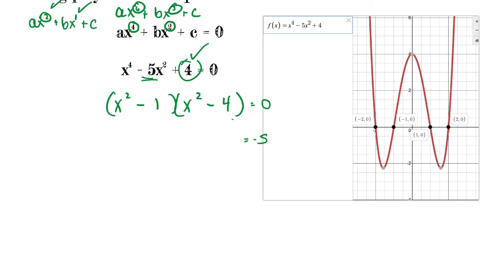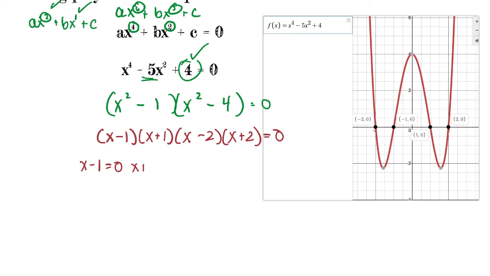Now, at this point, you've got two choices here. You could set each factor equal to 0, and they would solve with the square root method. Or we could notice these are both differences of squares, which I think would probably be the easiest. x minus 1, x plus 1, x minus 2, x plus 2, and we set each one equal to 0 and solve them.